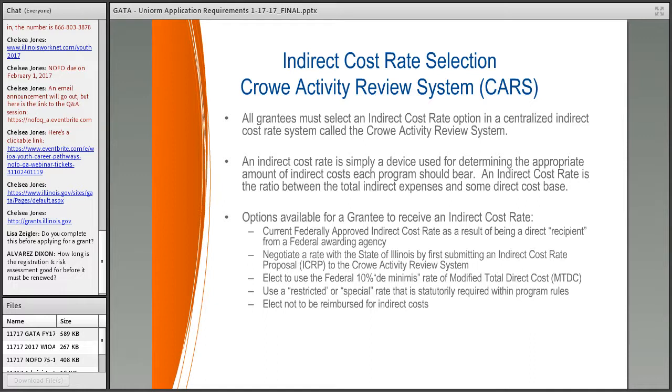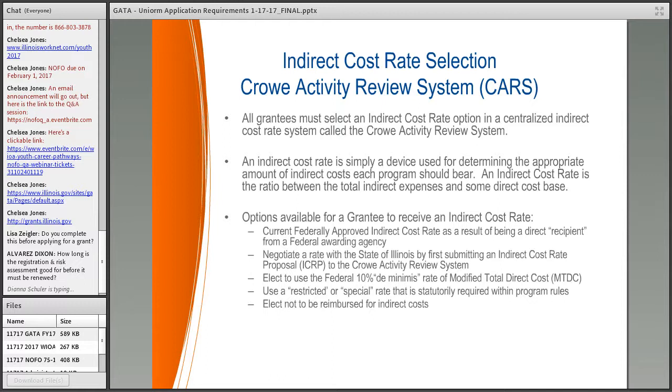Yeah, and we're not going to go in depth about indirect cost rates. That's beyond the scope of this. We're just trying to inform you of your options so that you're prepared when you prepare your budget proposal and also when you complete the pre-award process. But there are resources available on the GATA website. There are PowerPoint slides in the resource library on the GATA website. And then there's a webinars tab, and there are webinars related to not only indirect cost rates in general, but also applying for a rate on the CARS system.